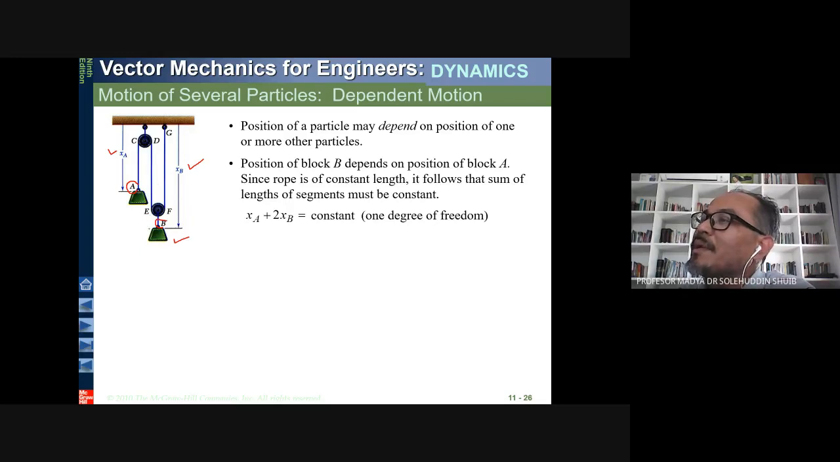To connect between these two blocks, block A and block B, it is connected with a constant rope. This is a rope, and then it is wrapped around this pulley, and then going down, wrapped again, E and F, and then going up, and it is hooked at point G. Okay, all right.